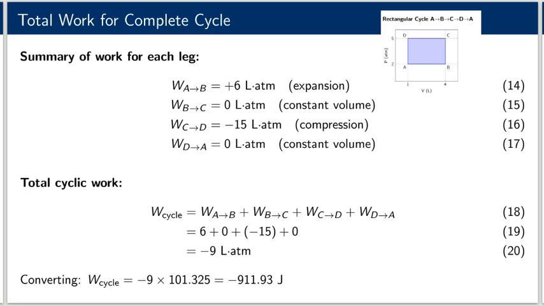Now here is the summary of each leg. Process A to B contributes positive 6 liter atmosphere. Then B to C contributes 0. C to D contributes negative 15 liter atmosphere, and D to A contributes 0. The net cyclic work is negative. So if you do the calculation here, it is minus 9 liter atm. Now if we convert the W cycle, minus 9 into 101.325, that will be minus 911.93 joule.